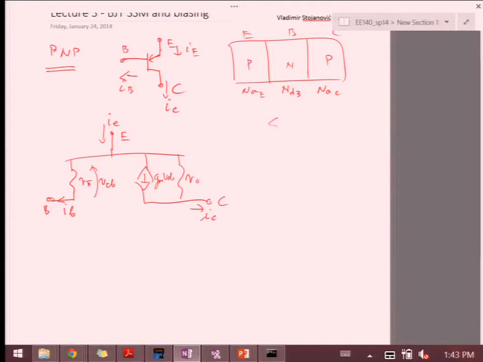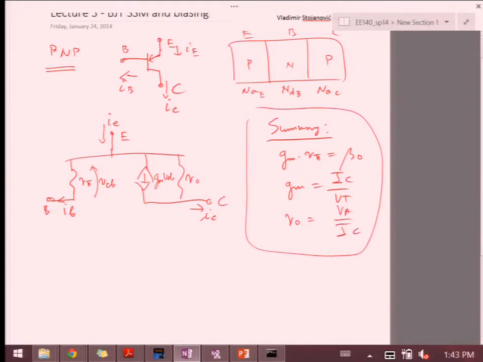In summary, for these rudimentary small signals, we had GM times R pi equals beta naught, and GM is IC over VT. And then we had R naught, which was VA over IC. Those are pretty much all the parameters you'll need for very quick and dirty small signal analysis, around DC gain and understanding what happens in DC.